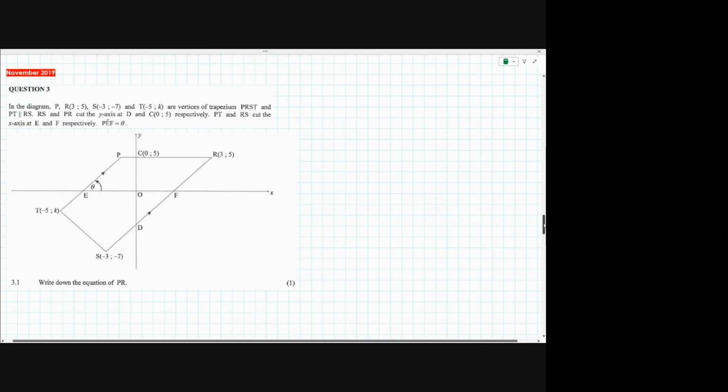In the diagram, P, R at (3, 5), S at (-3, 7), and T at (-5, k) are the vertices of a trapezium, PRST, and PT is parallel to RS. RS and PR cut the y-axis at D and C(0, 5) respectively. PT and RS cut the x-axis at E and F respectively, and angle PEF is equal to theta.